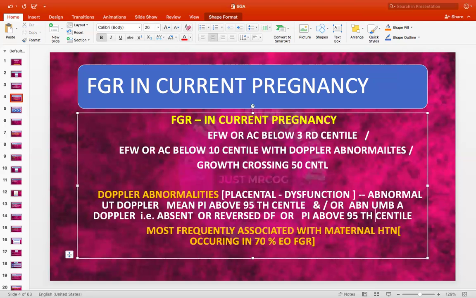FGR is most frequently associated with maternal hypertension, and this occurs in 70% of early onset FGR, right? So FGR is most frequently associated with maternal hypertension. In 70% of early onset FGR, hypertension is responsible.